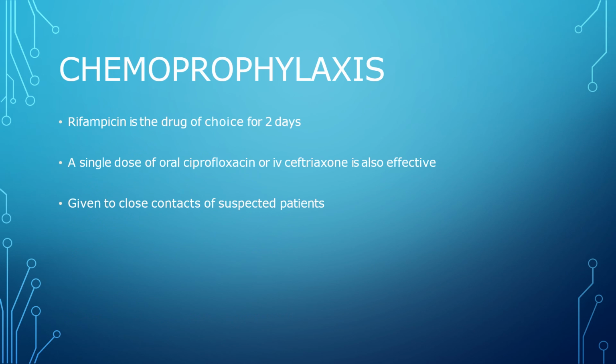The next one is chemoprophylaxis. Rifampicin is the drug of choice for 2 days. A single dose of oral ciprofloxacin or IV ceftriaxone is also effective. It can also be given to the close contacts of the suspected patients.